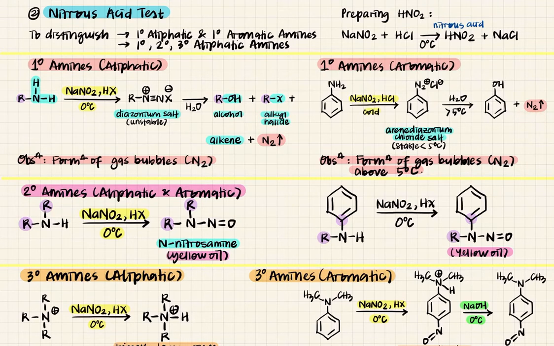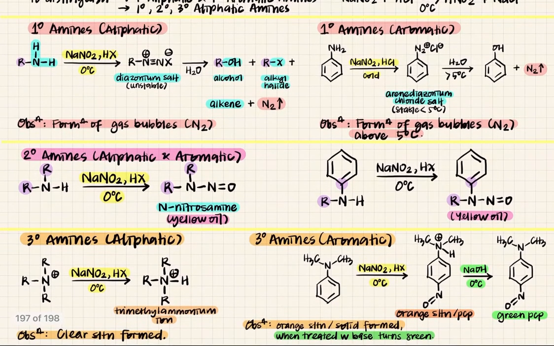Okay, so for primary amines, your observation will be the formation of gas bubbles above 5 degrees Celsius. So bila awak dapat gas bubbles above 5 degrees Celsius, maksudnya you have primary aromatic amine lah. Kalau yang ni memang formation of gas bubbles even below 5 degrees Celsius, so itu adalah primary aliphatic amines. Okay, beza dia ni.